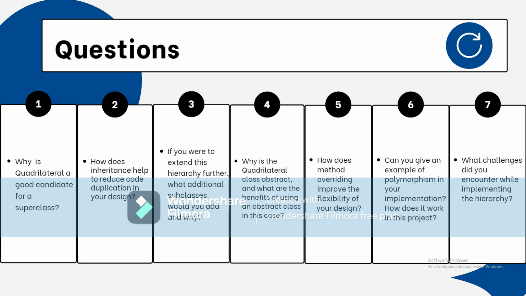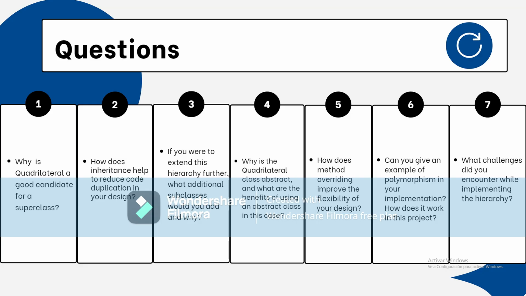Okay, question 4. Why is the quadrilateral class abstract and what are the benefits of using an abstract class in this case? Making it abstract prevents direct instantiation and enforces subclasses to provide specific area calculations, and it also makes the code more organized and extendable.